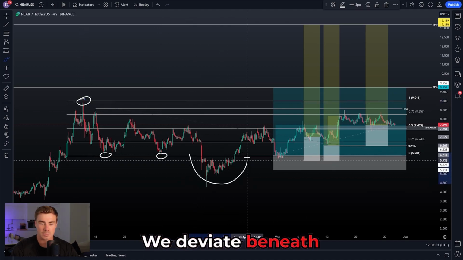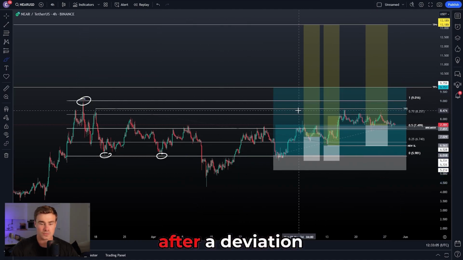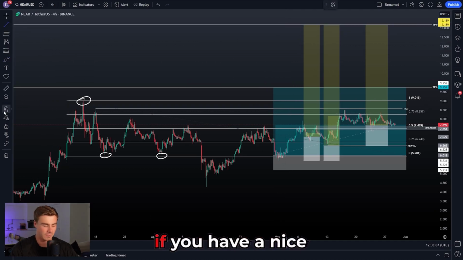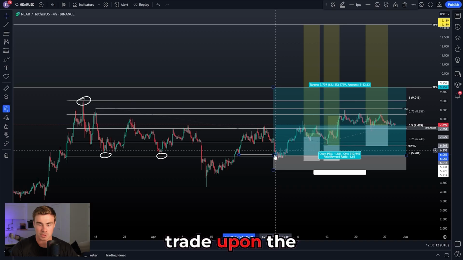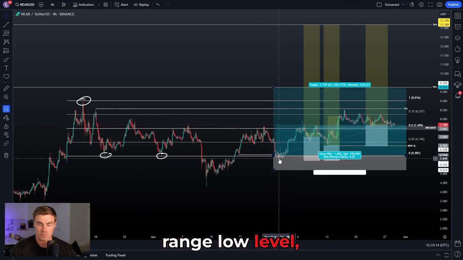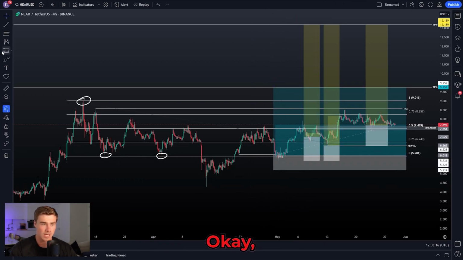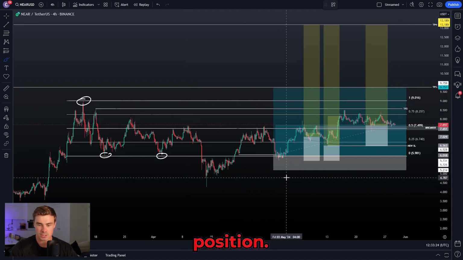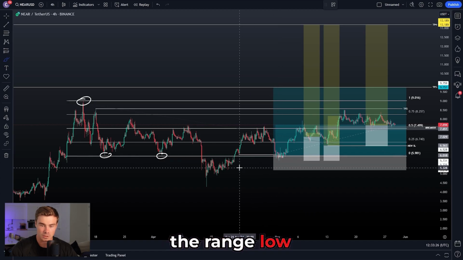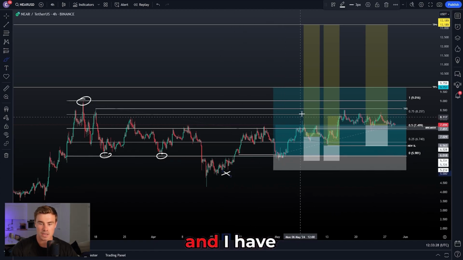We deviate beneath the range low. We know that after a deviation beneath the range low, if you have a nice inducement above the range low, we can enter a trade on the perfect retest on the range low level, which is exactly what I did. Okay, first target was over here, second take profit target over here, third one and fourth one. Now this is my original position, so I enter on the retest of the range low, invalidation beneath this low, and I have my target.